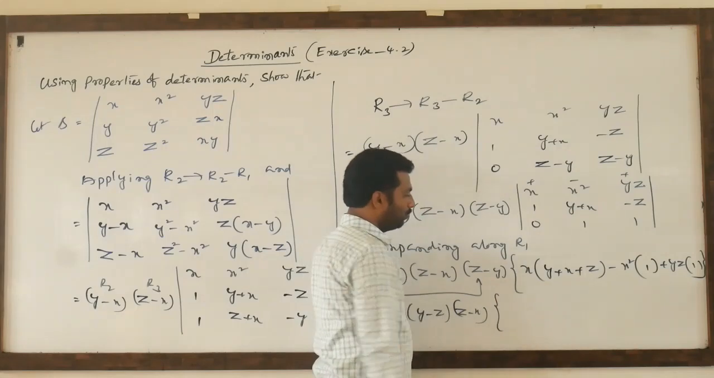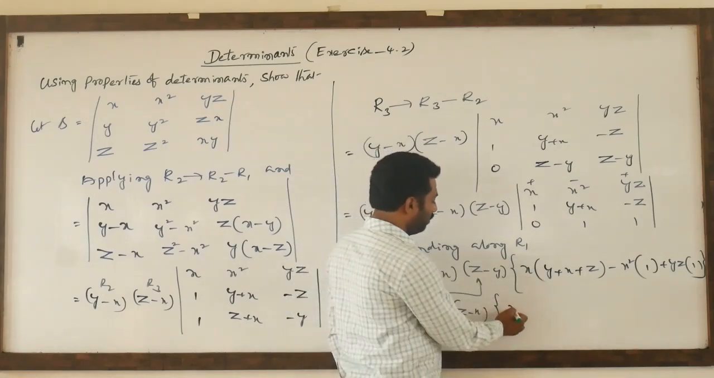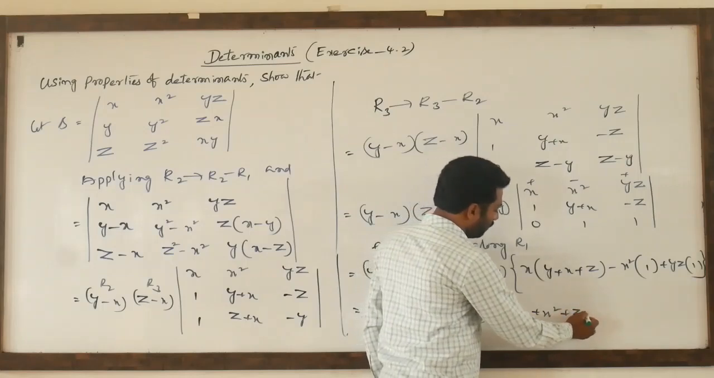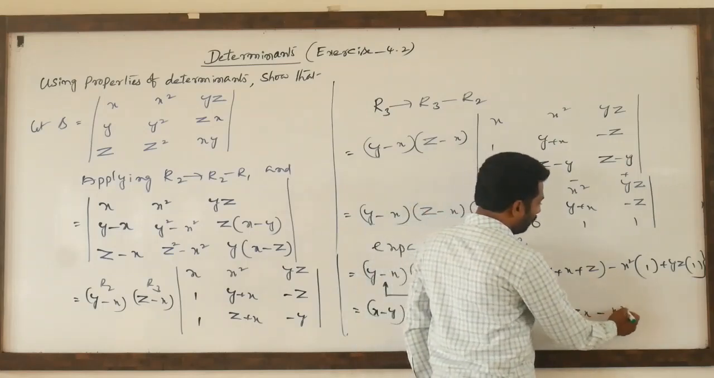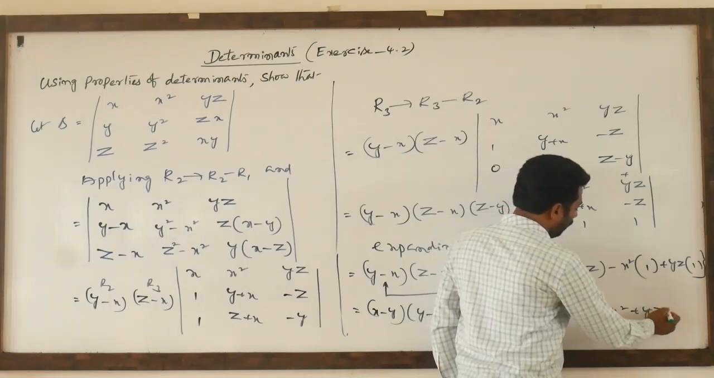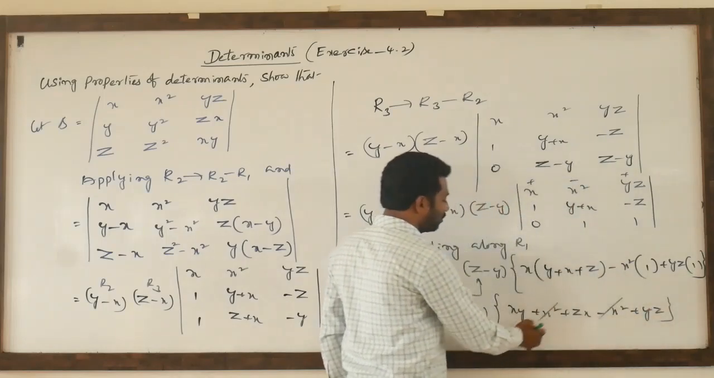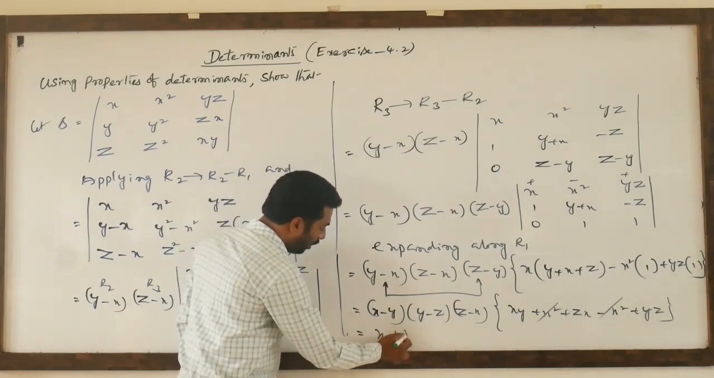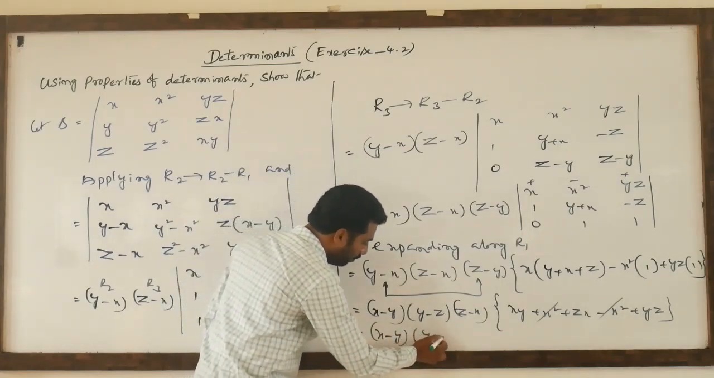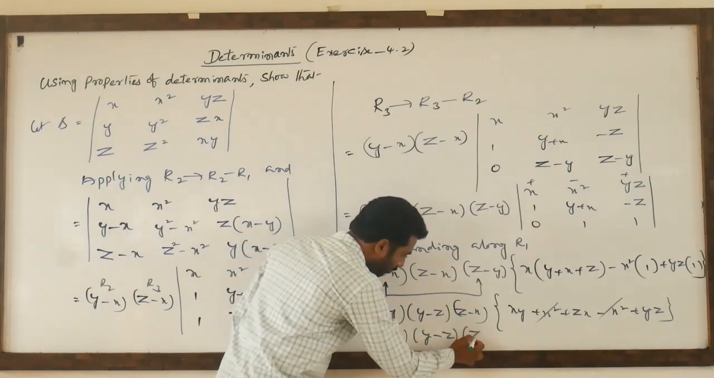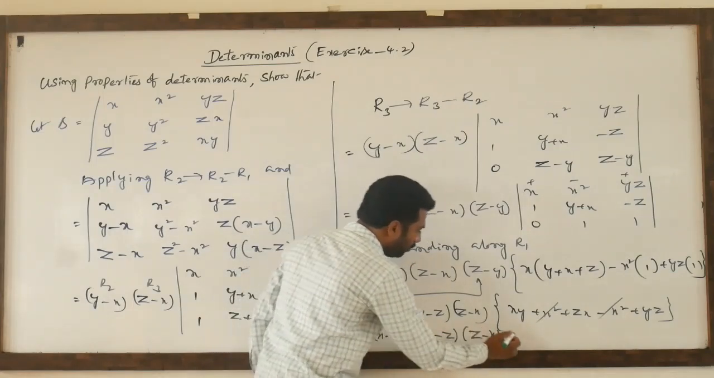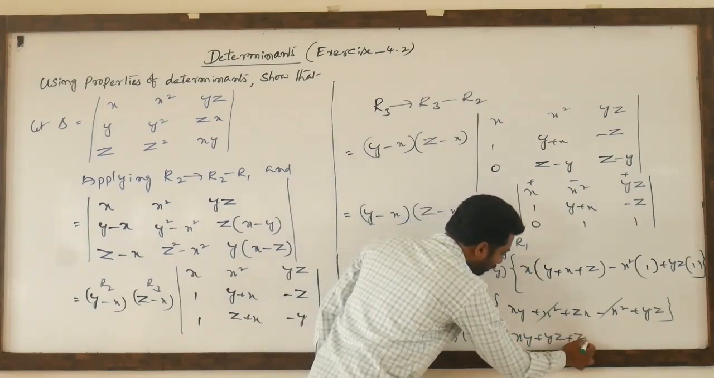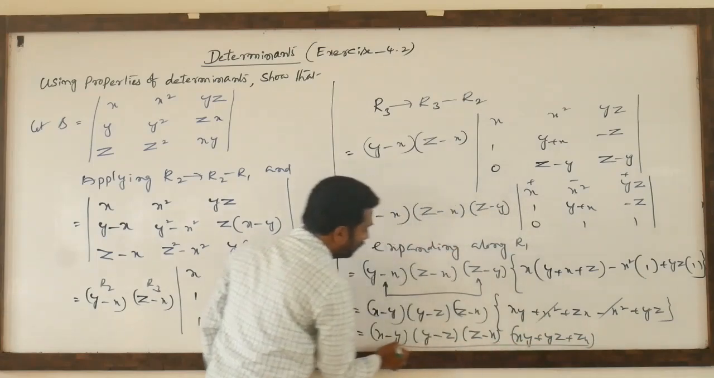Now you observe these two. What we got here? xy plus x square plus zx minus x square plus yz. Minus x square plus x square cancel. So finally, what we have to write means x minus y into y minus z into z minus x into xy plus yz plus zx. So this is the answer.